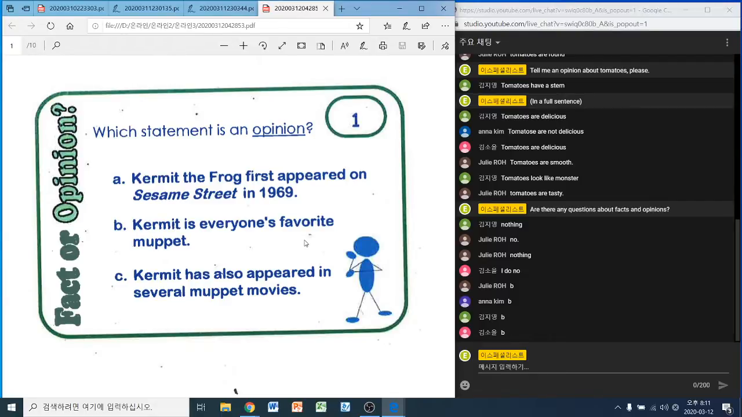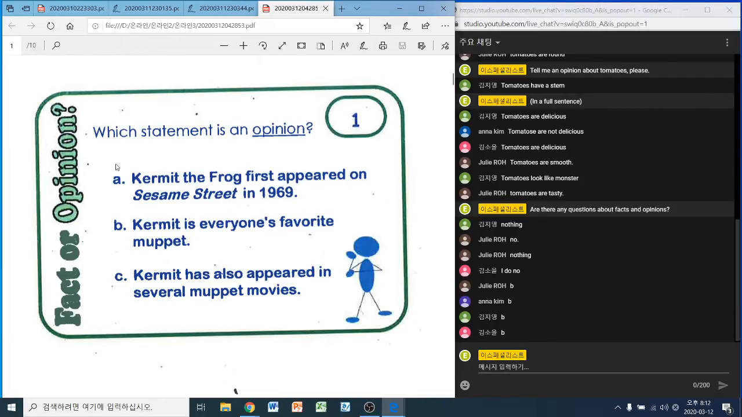Alright, answers are coming in, and looks like the crowd is unanimous. Everybody has the same idea so far. B, B, B, B. Yes, this one is an opinion, that is correct. Why is it an opinion?